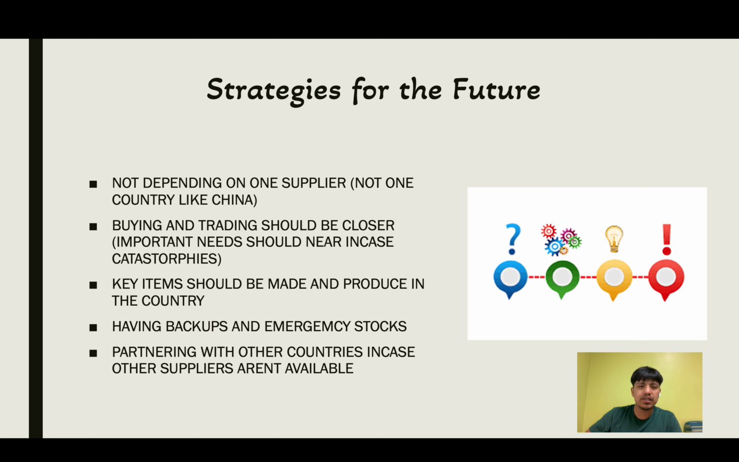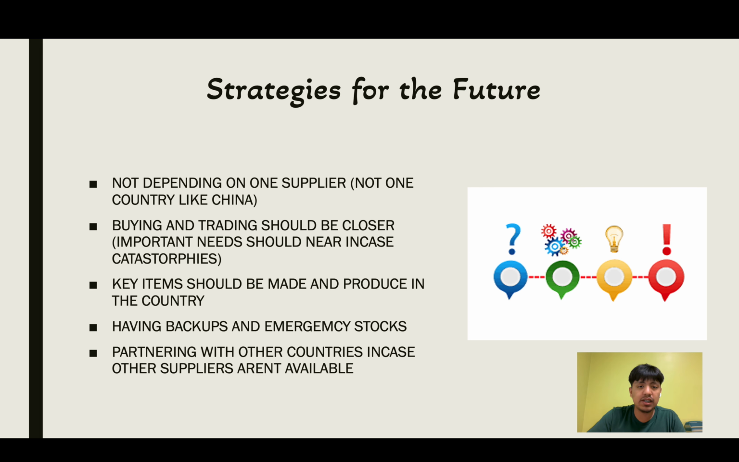As relating to this strategy, buying and trading should be closer, meaning the resources one country needs should be near them, instead of the US not being close to China. It's like here's the US and then here's China, basically across the globe. So it should be closer, like Mexico and the US. But since there are problems right now, we can't really guarantee that. But it should be something like the US and Canada, Mexico, somewhere near there, not all the way across the world.